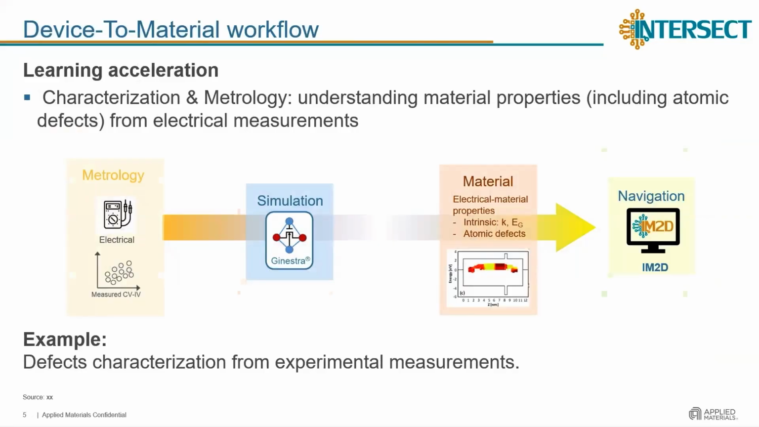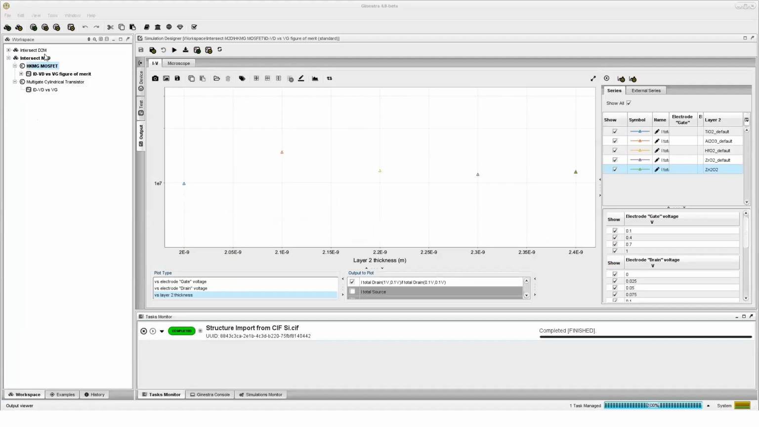In the device to material workflow, I will provide an application to the metrology and characterization of the material properties, including the material point defects. So starting from some electrical measurements, we perform a parameter extraction on some unknown quantities of the device that either are not available in the literature, nor can be easily measured or inferred by the experiment. In particular, I will show a possible way to characterize the defects starting from the experimental data. So let's open Ginestra again.